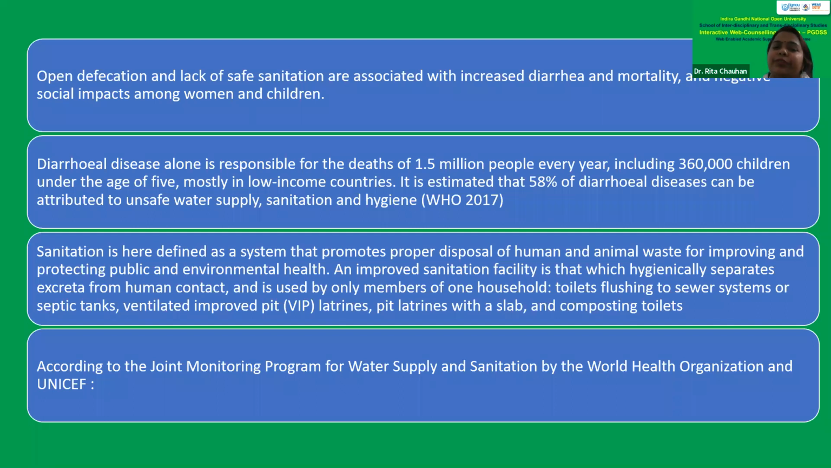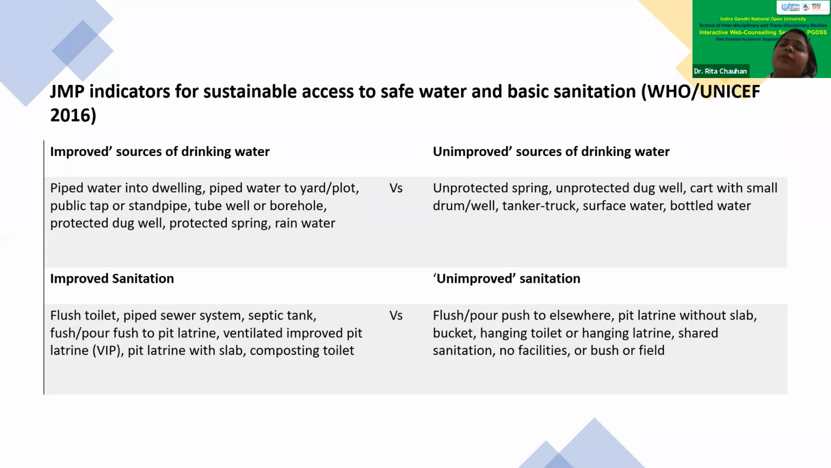According to the Joint Monitoring Program of water supply and sanitation, which is carried out by the World Health Organization and UNICEF, they have clearly defined what are improved sources of drinking water and what is improved sanitation. Is access to drinking water or sanitation enough, or do we have a proper arrangement? We should have a proper arrangement for sustainable access to safe water and basic sanitation for all.